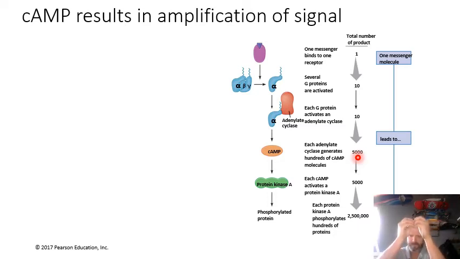So now we have 5,000 cyclic AMPs that can go down and activate 5,000 protein kinases, each of those cyclic AMPs activating a protein kinase. Now this enzyme, it's a kinase, can in turn phosphorylate, say each one can phosphorylate 5,000 proteins, and we get activation of millions of proteins. So you can see how with binding of one chemical messenger, we can get millions of proteins activated in the cell. So we get this amplification of the signal.